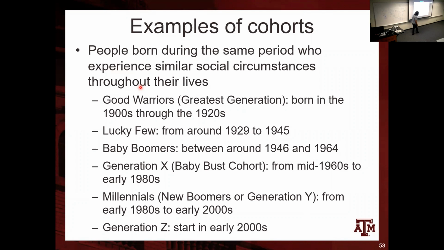Generation X, or baby bust cohort, fertility declines again. I'm from 1977, so I would be classified here. Millennials, or new boomers, or Generation Y, from early 1980s to early 2000s. Generation Z, starting in the early 2000s.